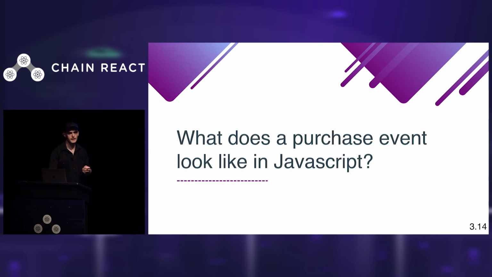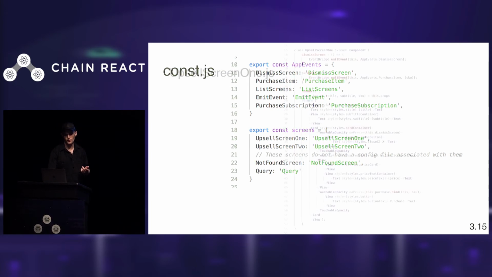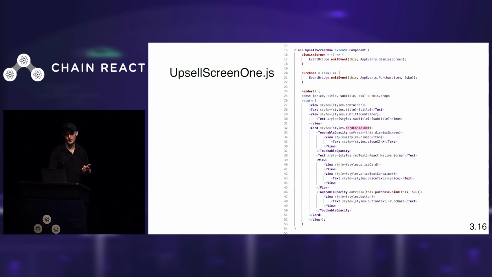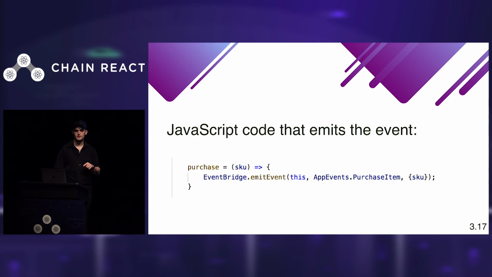So what does this look like in code? Well, we would define a bunch of strings to represent events, roughly like this. Your component would look like a normal React Native component. But let's just zoom into the purchase function. What is actually going on there? This is using React Native Event Bridge to emit an event that's going to be caught on the native side of the bridge. And this event that we're emitting is just a string, like I showed you before, and we're passing with that a dictionary that contains the SKU.